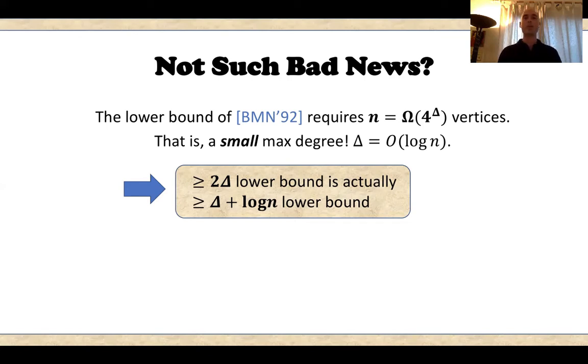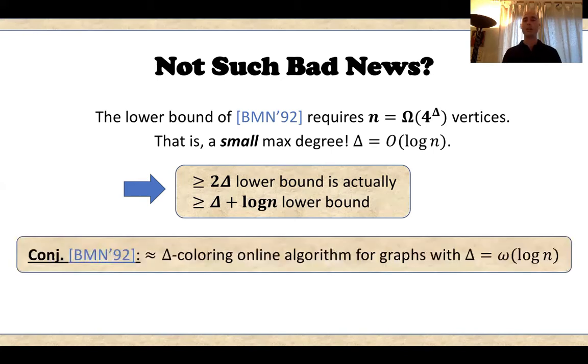And of course, this question was not lost on Bernstein et al., who conjectured that you can indeed achieve a roughly optimal coloring, a roughly delta edge coloring, in an online setting, so long as the maximum degree is super logarithmic. I'll just point out this approximately equal sign I'll be using throughout to suppress finicky multiplicative 1 plus minus little o of 1 terms. Okay, so just contrasting this conjecture and the lower bound from above.